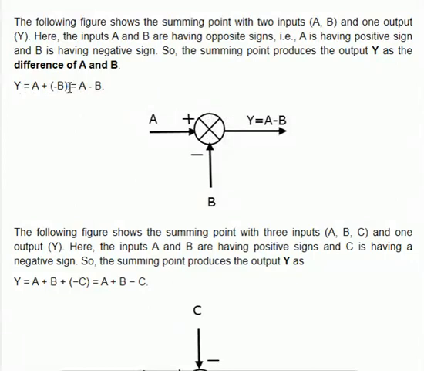So Y is equal to A minus B. If these two have opposite signs, then it should give the subtraction or difference. Y is equal to A minus B.